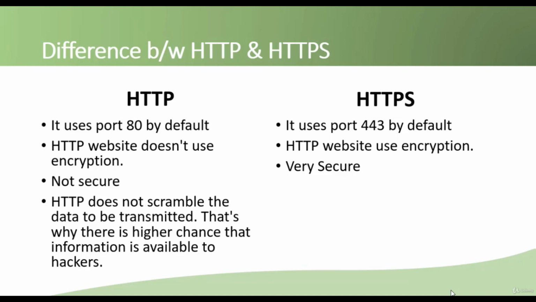At the end, HTTP does not scramble the data to be transmitted. That's why there is a higher chance that information is available to hackers. Scramble means that our data is converted into a different shape. For example, let's take the example of the password.